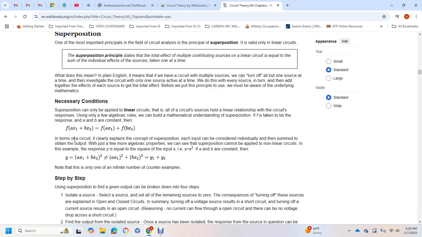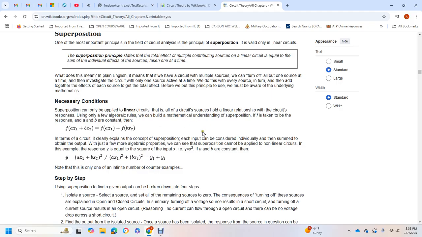Necessary conditions: superposition can only be used on linear circuits, where all the circuit elements have a linear relationship with the response. A few simple rules build the mathematical understanding of superposition. F is taken from the response, and A and B are constants. F equals A X1 plus B X2, which equals F of A X1 plus F of B X2. In terms of circuits, this explains the concept of superposition: each input is considered individually and the outputs are summed.